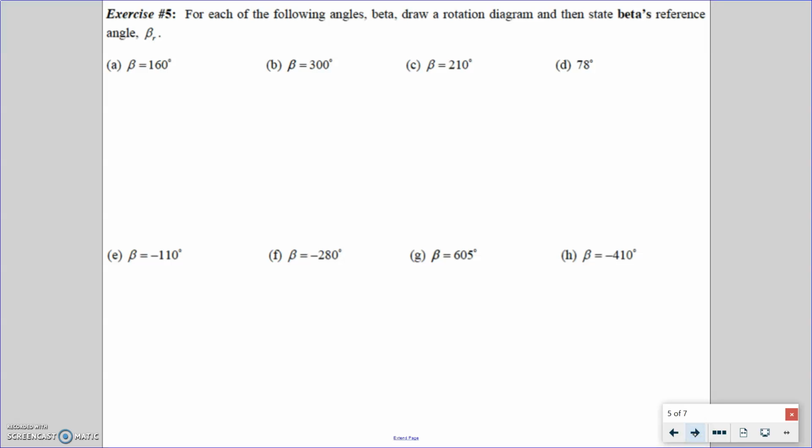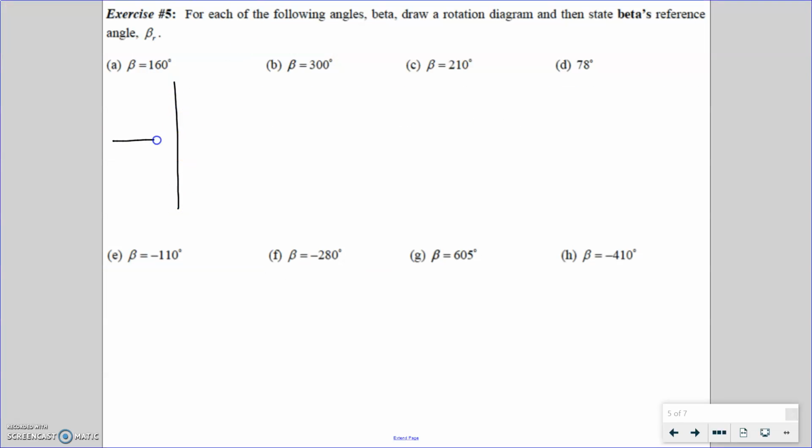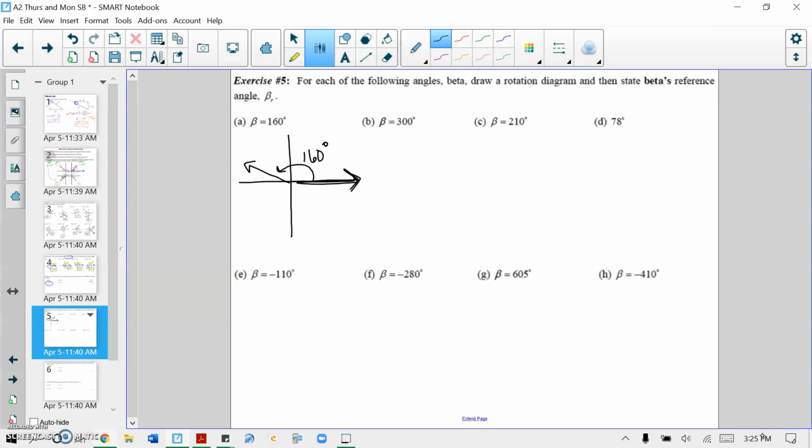So for example, if I were to draw 160 degrees, I'm going to draw it in black because this would be my first step. So here's my initial ray, and my terminal ray will be over here somewhere. Here's positive 160 degrees. Okay, so the reference angle is the angle between the x-axis and the terminal ray. So in this case, here's the x-axis and here's the terminal ray. So what's that angle measure right there?